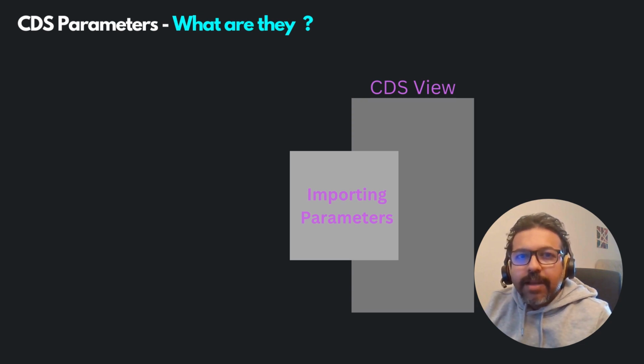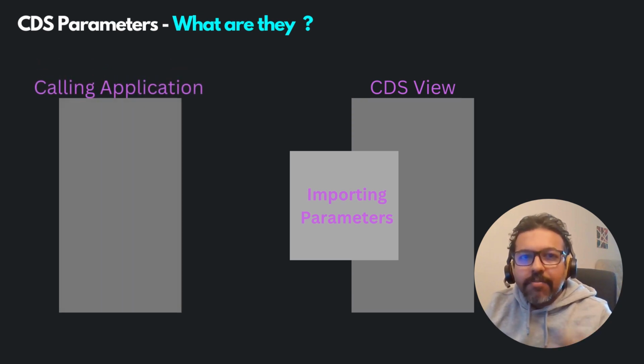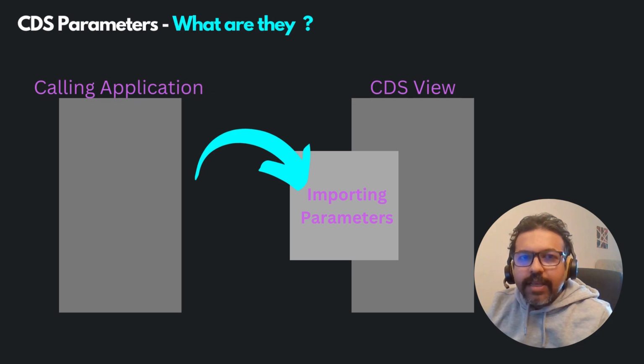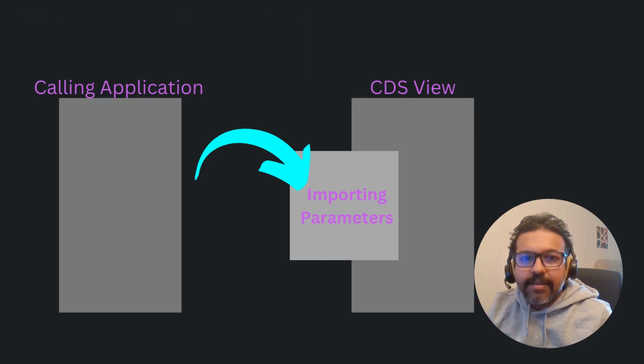These importing parameters then allow a calling application to pass some data into the CDS view, and then the CDS view makes use of this data for its data modeling activities. So in a nutshell, importing parameters are the input values that a calling application provides to a CDS view, and the CDS view makes use of them for its data modeling activities.